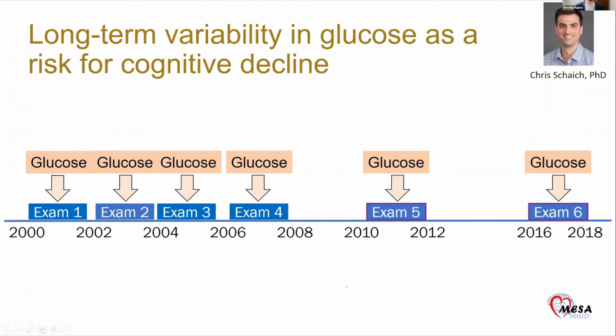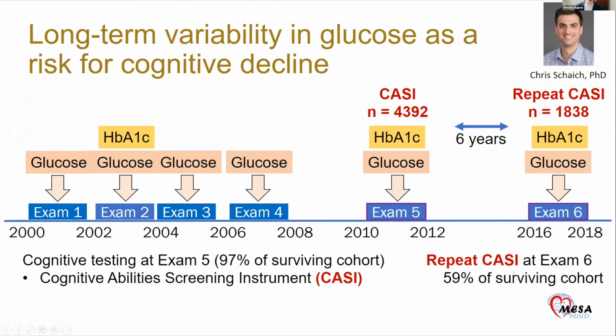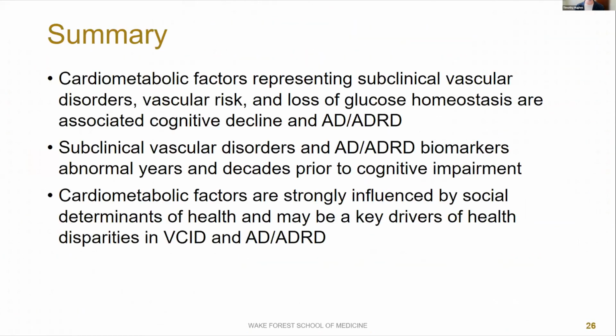So given the 2 minutes, I will skip through the metabolic piece and summarize. So cardiometabolic factors representing subclinical vascular disorders and vascular risk, and I didn't show the glucose results today, are associated with cognitive decline in ADRD.